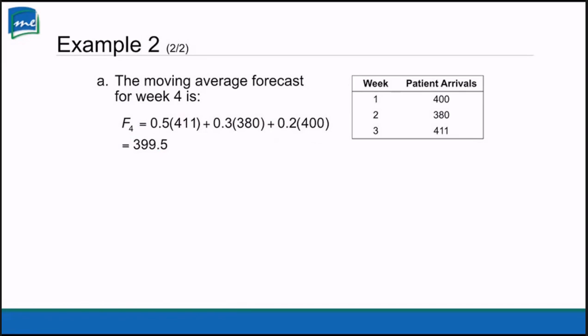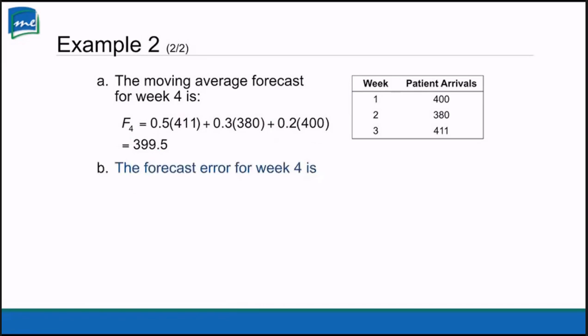So this is how we compute a weighted moving average. Instead of using the same weights for each period, we consider that the most recent period may have a higher impact on the forecast for the period we want to predict. So this is how we use moving average.